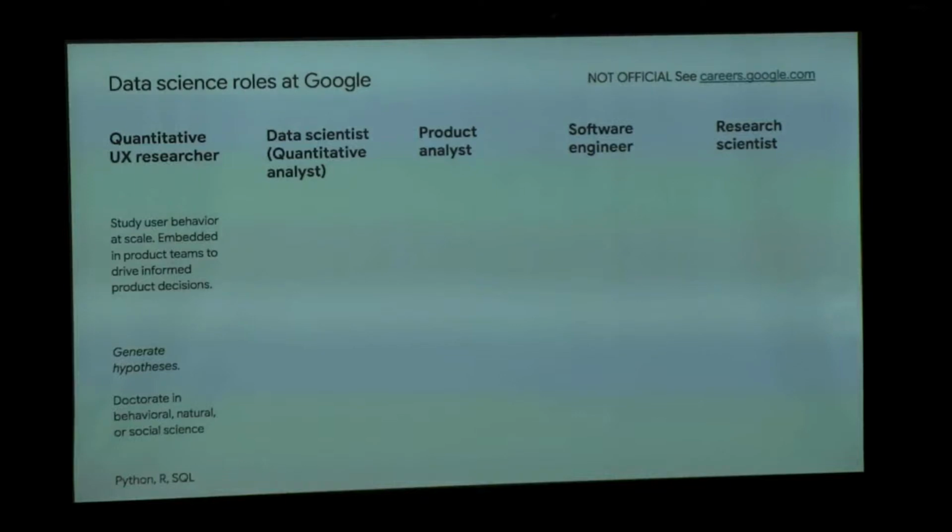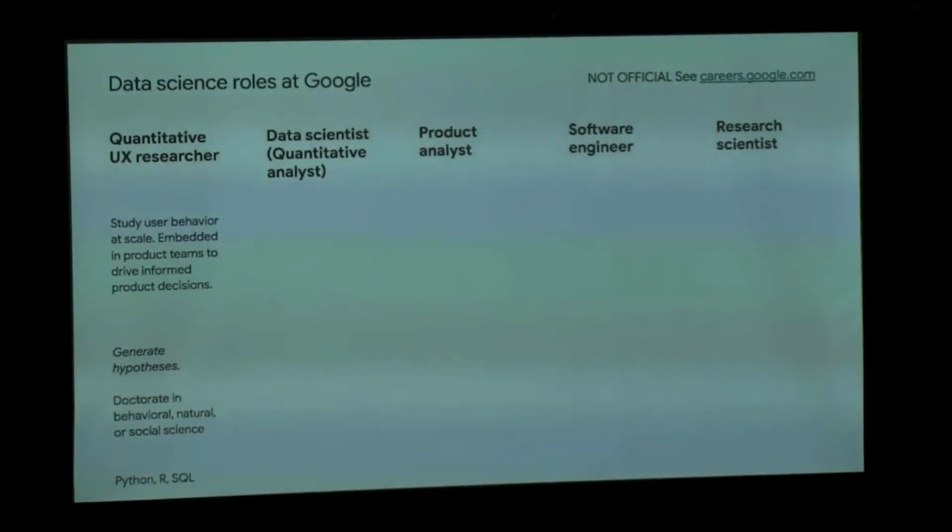Okay, so my own role is I'm a quantitative UX researcher. What does that mean? It means that I study user behavior within our systems at scale. In my role, we're embedded in product teams, working very closely with the product teams, the engineers, the designers, the product managers, and so forth. And the goal is really to drive informed product decisions.